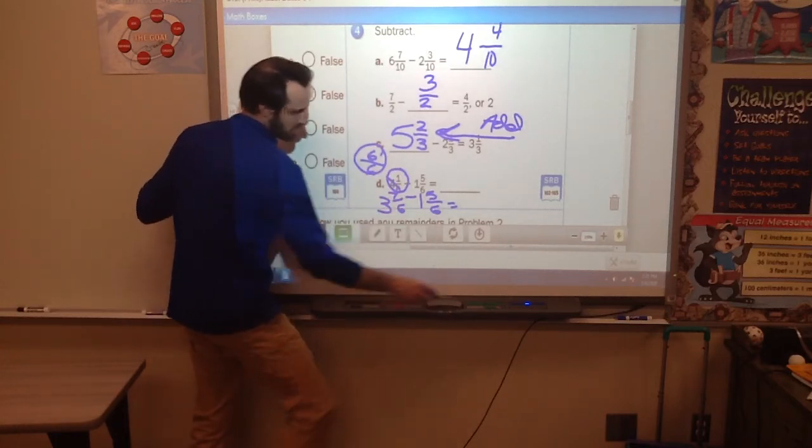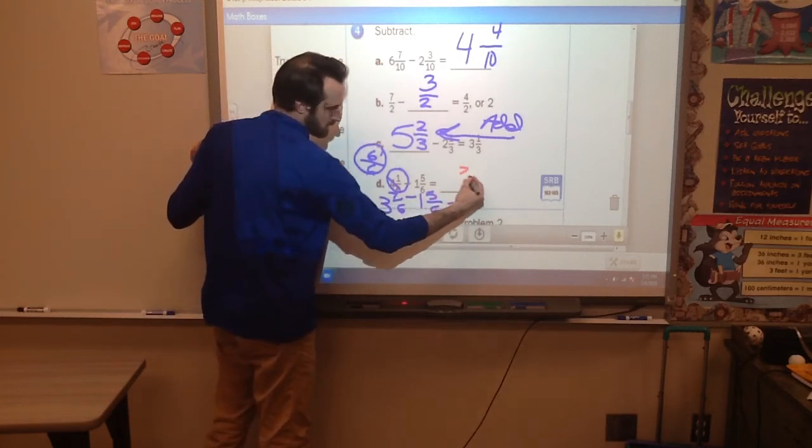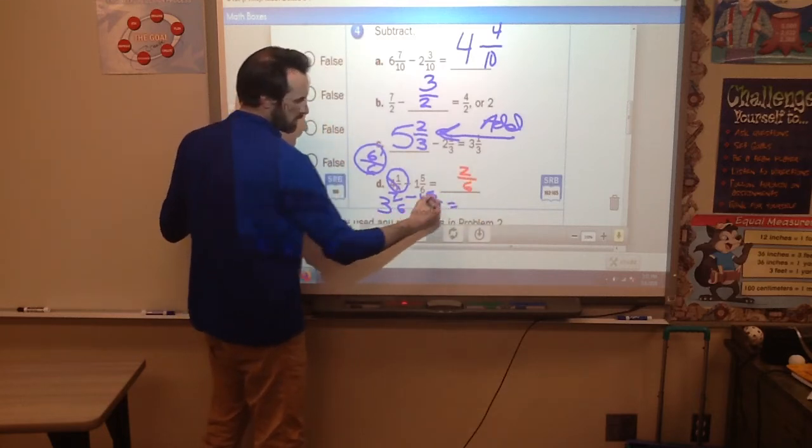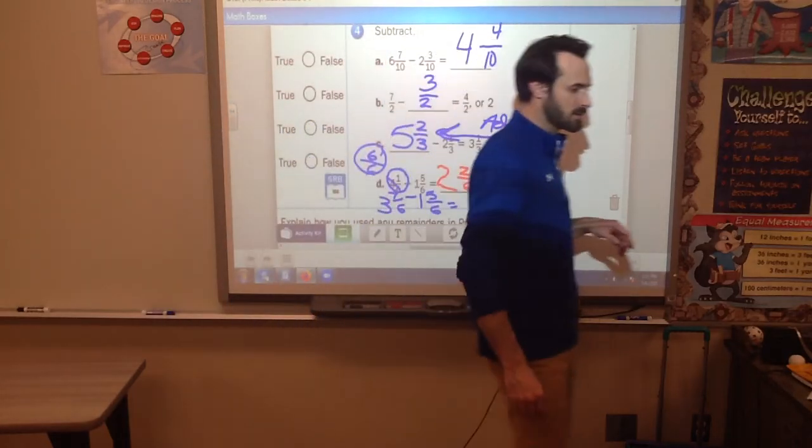Now it just becomes a regular subtraction problem. 7/6 minus 5/6 is 2/6, and 3 minus 1 is 2. So I get 2 and 2/6.